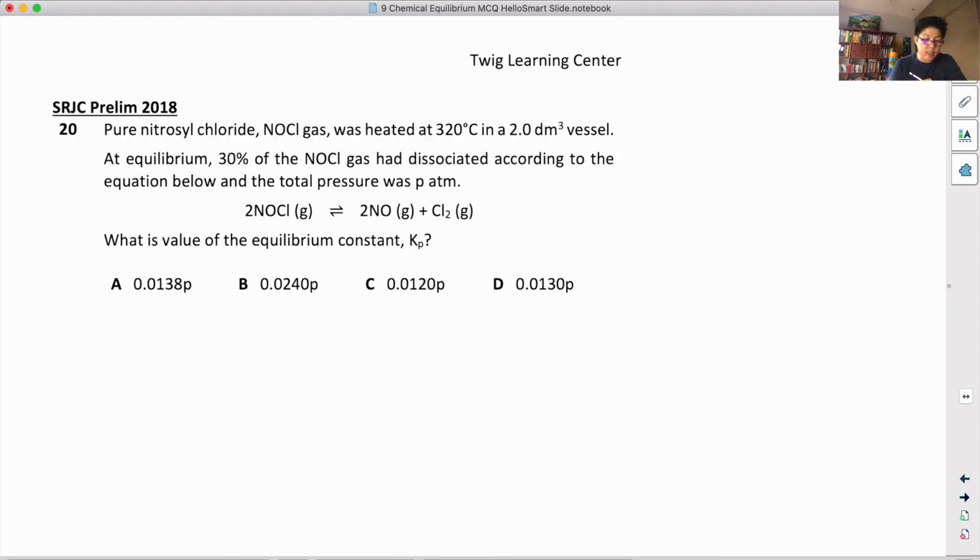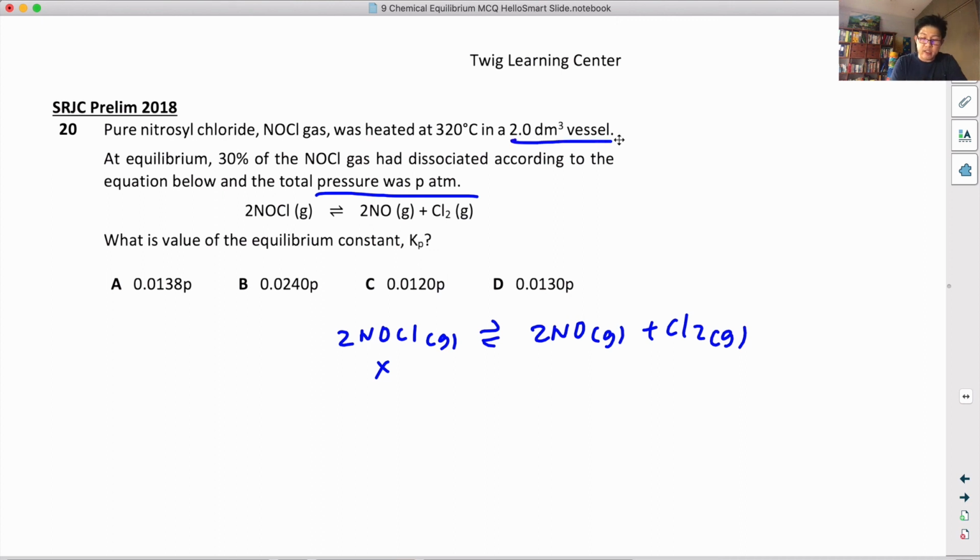All right. Okay, let's look at the last question, question 20. Okay, this one you need to do a bit of calculation. Let me just write it up first. I'm putting all the values that's needed. They say at equilibrium 30% had dissociated, so I'll let this one be X. The total pressure at the end was P atm. And since this is a fixed volume and fixed temperature, I can use pressure, because if PV equals nRT, pressure is proportional to moles as volume and temperature are constant. So I can use an ICE table in terms of atm. That's a criteria.